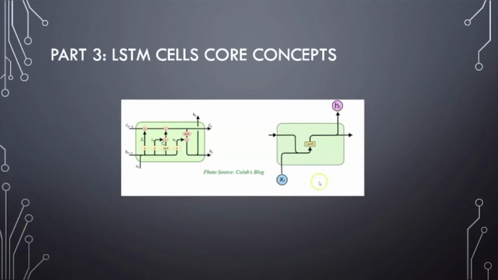The next thing I'm going to talk about is part 3, LSTM cells core concepts. LSTM stands for long short-term memory. As you can see in the figure below, the figure on the right represents an RNN cell, and the figure on the left represents the LSTM cell. You can see that the one on the left is far more complicated than the one on the right.